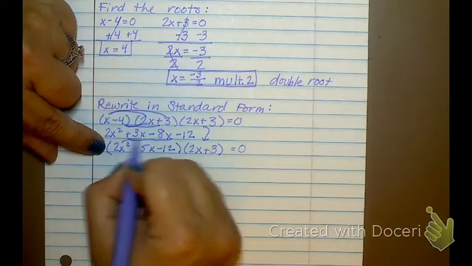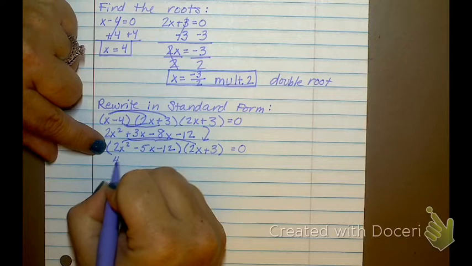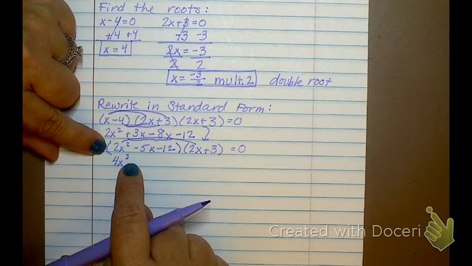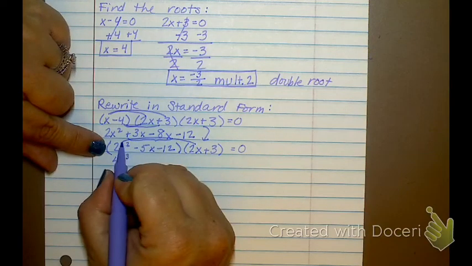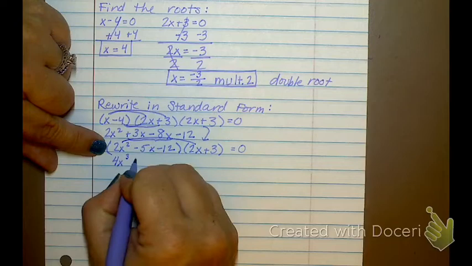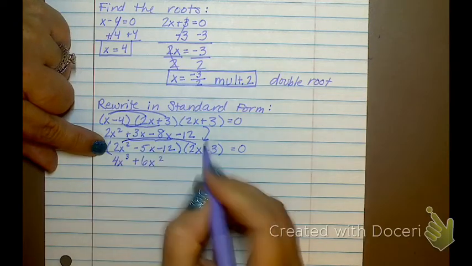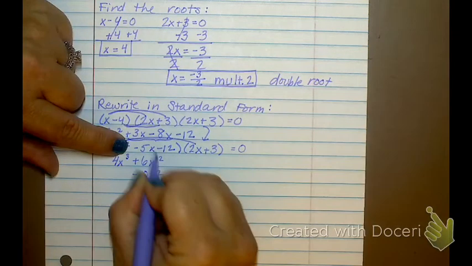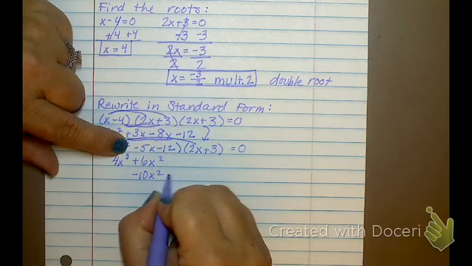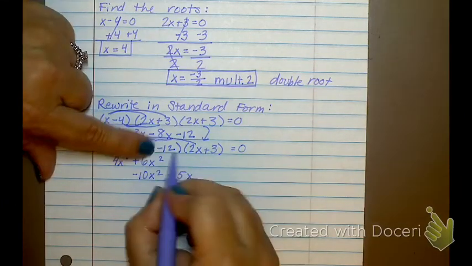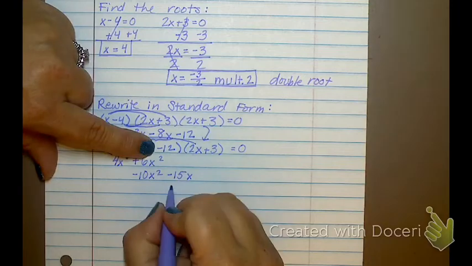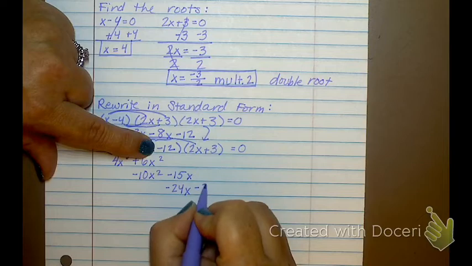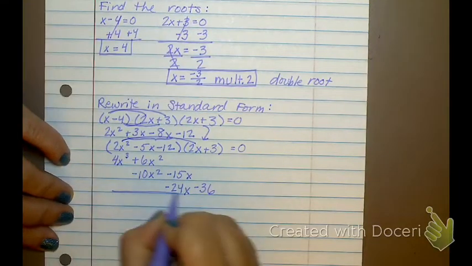And at this point I multiply here, and then as long as I'm in standard form I should be done. So let's see, 2x squared times 2x, that would be 4x cubed. That's good, because didn't we say up above that it was a degree 3? So there's my cubed. 2x squared times 3, 6x squared. Negative 5x times 2x would be negative 10x squared. And negative 5x times 3 is negative 15x. Negative 12 times 2x is negative 24x. And negative 12 times 3 is negative 36.